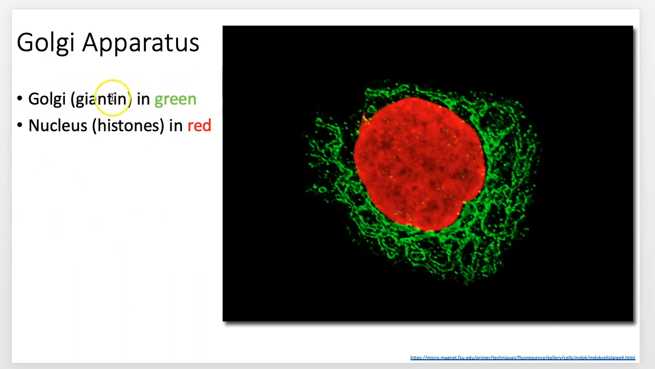Cool. Also have another picture from that same research group where in green they took GFP and put giantin, which is sort of a Golgi marker-ish, and then they have the nucleus here, which they stained the histones, which are the proteins associated with the DNA, in red. So you can see it's not as ubiquitous as, say, the endoplasmic reticulum, but there is a ton of Golgi and it's spread all over the place because, I don't know, why would you just have Golgi on one side of the cell? Like, if I need to put stuff on the surface over here, then, you know, have some Golgi over there.